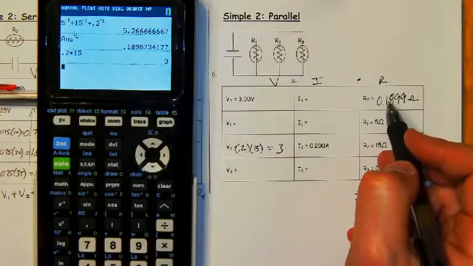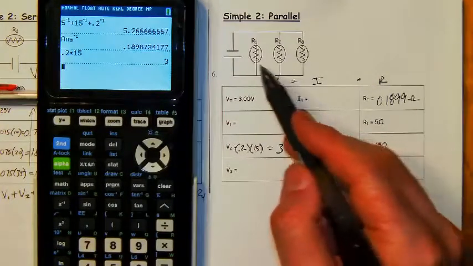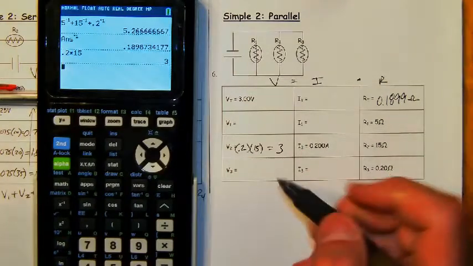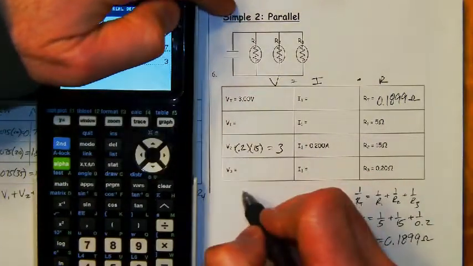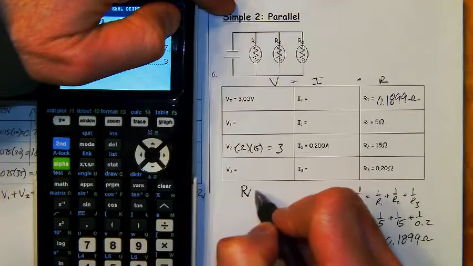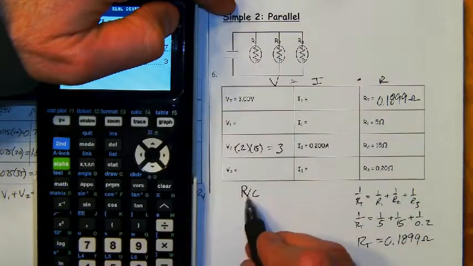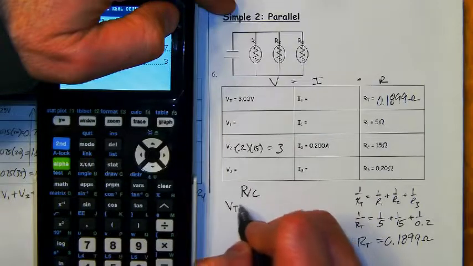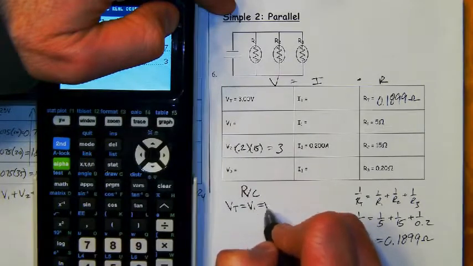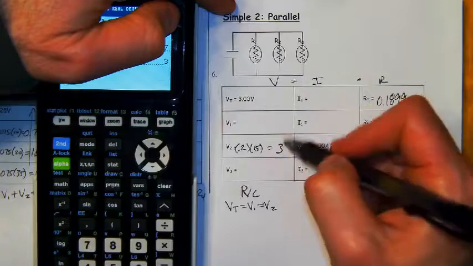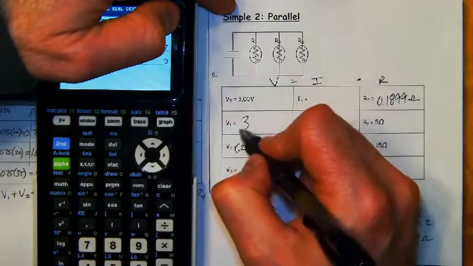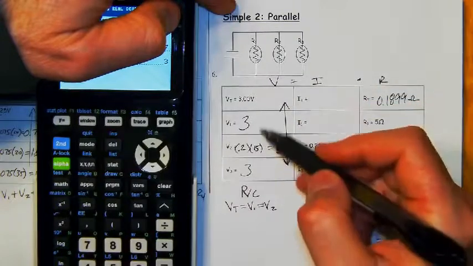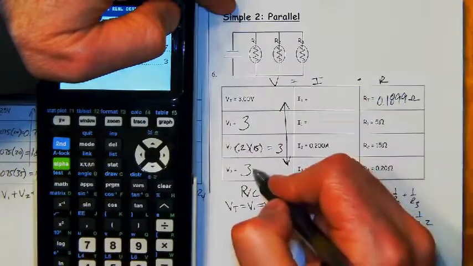I can look then at a parallel circuit, and what do I know about the voltages or the currents? And remember that in a parallel circuit we know PVC, parallel voltage constant, so V total equals V1 equals V2, and notice that we even started to prove that already. This is also 3, this is also 3. All four of these are 3 volts.